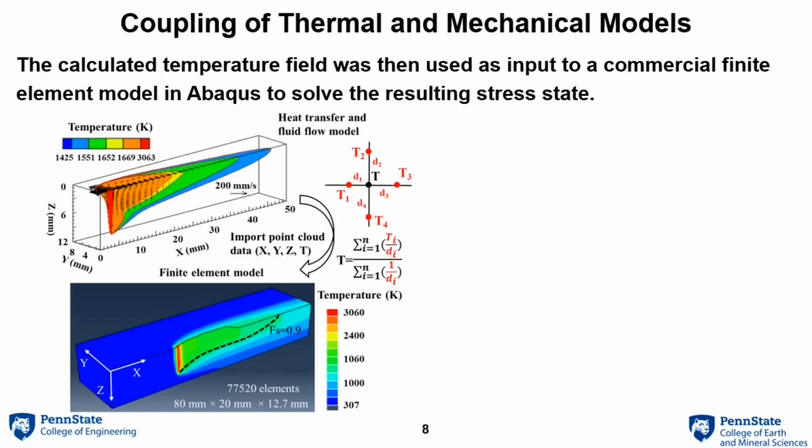To capture the stress state in the welds, we also need to couple this thermal model with a mechanical model. What we did here is to use the calculated temperature field as an input to solve the resulting stress state using a commercial finite element model in Abaqus. So basically, we can output the temperature field as a point cloud data file, and then map the temperature field onto the finite element model to solve the resultant stress state.